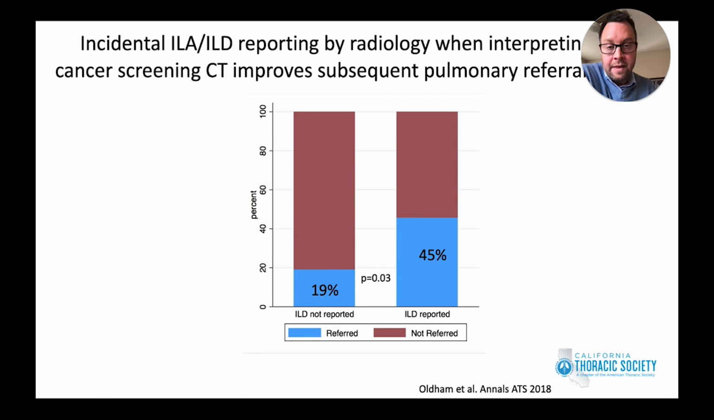We also need to make it known to the primary care docs who are ordering the lung cancer screening CTs that referral in any patient that has interstitial abnormalities is important.